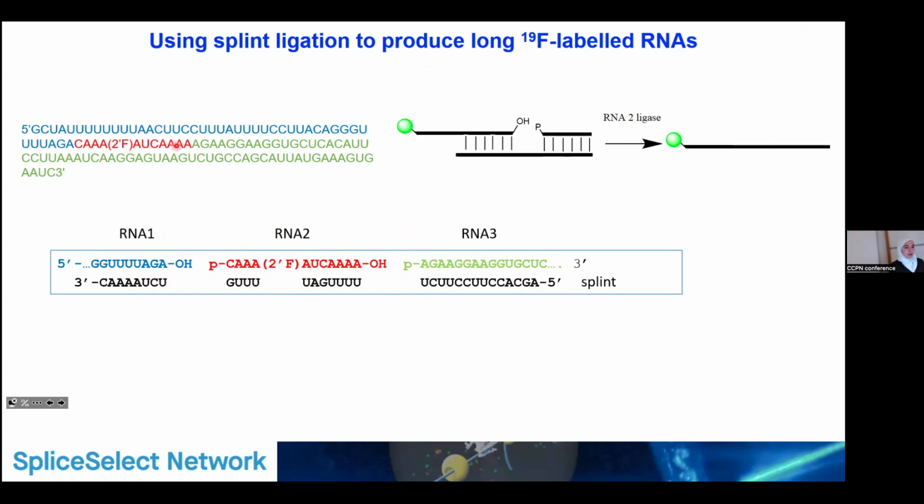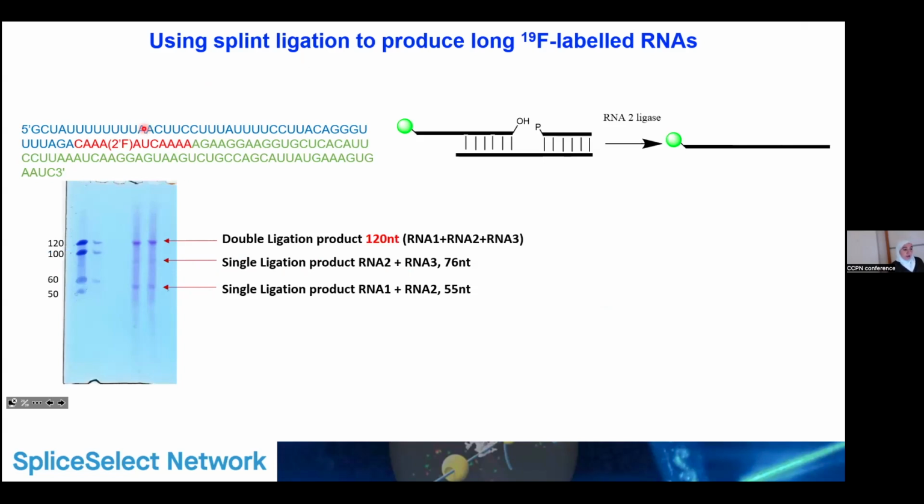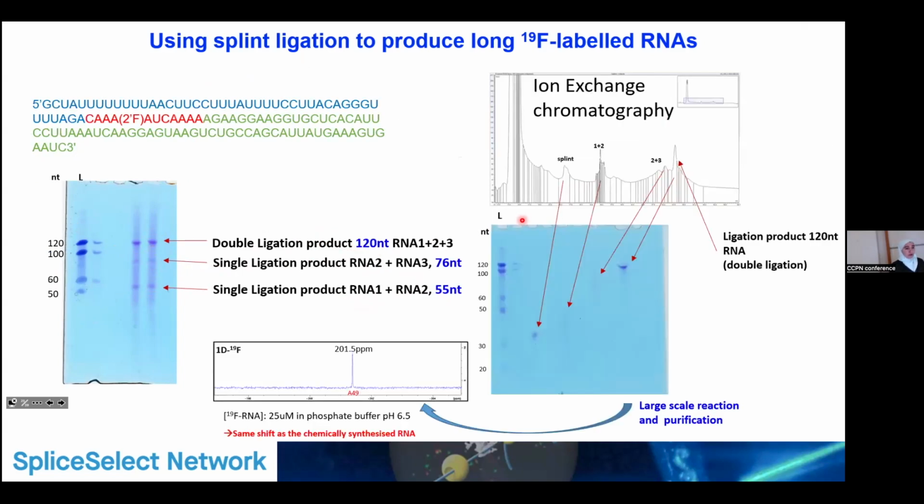You say, okay, let's try. And we try. Indeed, you obtain some single ligation products, which are RNA2 plus 3 and RNA1 plus 2, but the major product was the 120, which comes from RNA1 plus 2 plus 3. Then, of course, you don't want this, and you don't want a splint in your sample, so you need to purify it using ion exchange chromatography.